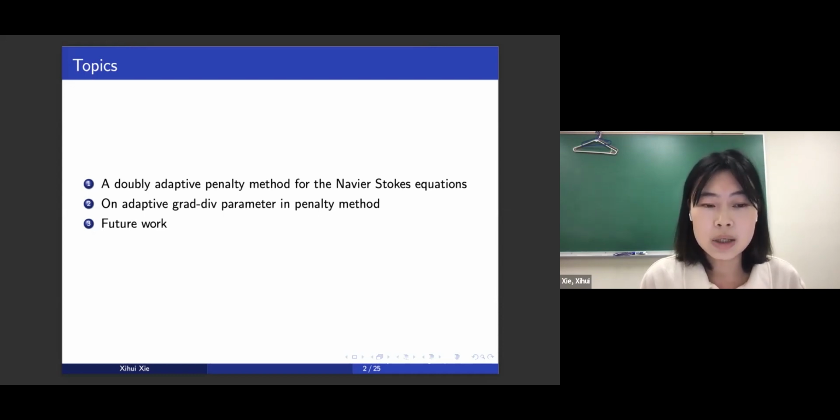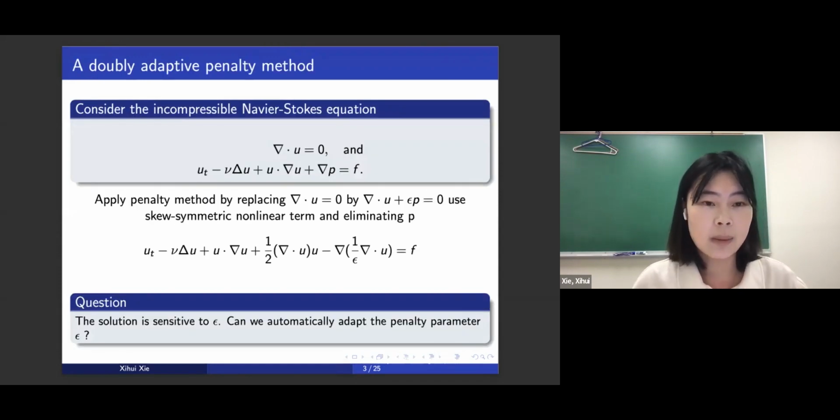This one, we try to control the penalty parameter in space. That is to say, in each element, the triangulation element, we want to pick the penalty parameter differently. And last, we will talk about some possible future work. So the first topic, doubly adaptive penalty method.